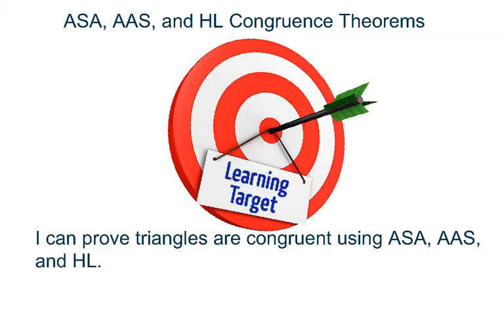We're going to learn about 3 new theorems today. So this is ASA, AAS, and HL congruence. And we are going to prove that triangles are congruent using those 3 theorems.